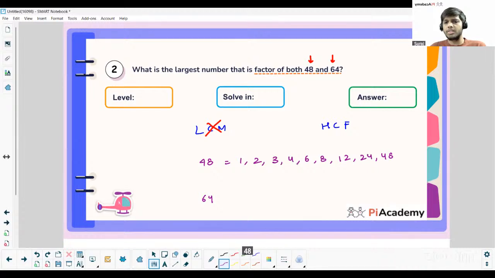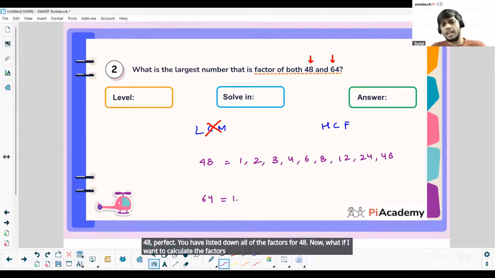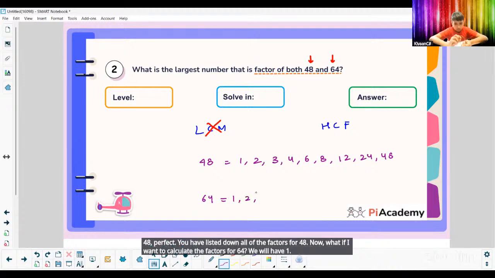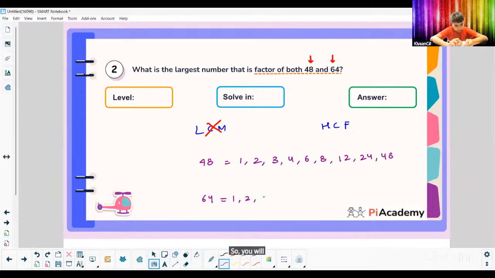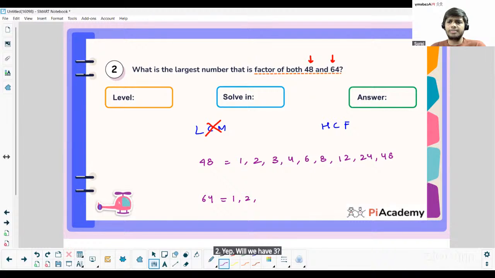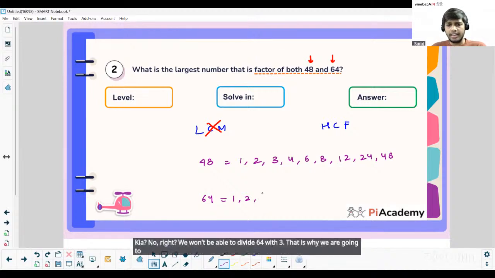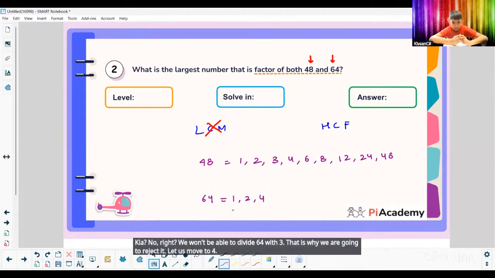Perfect. You have listed down all of the factors for 48. Now, what if I want to calculate the factors for 64? We will have 1, 2, 4. Will we have 3, Kian? You won't have 3. We won't be able to divide 64 by 3. That is why we are going to reject it. Let us move to 4. You can have 4.